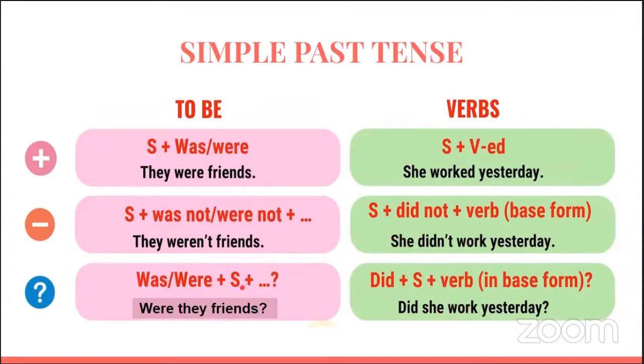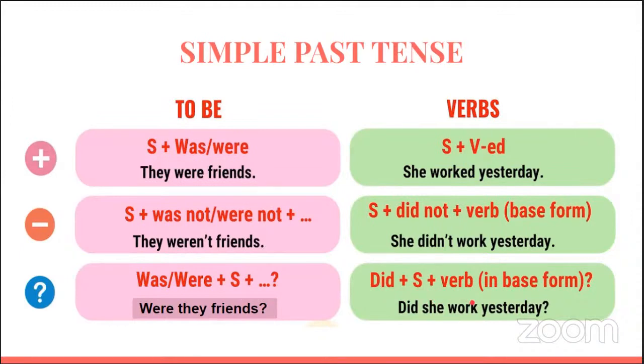What happens here? Was and were followed by the subject. Here, as we are using the verb to be, we only place the verb to be before the subject and then the complement. Were they friends? Yes, they were. No, they weren't. Did she work yesterday? Yes, she did. No, she didn't. I can also apply WH questions like, where were you yesterday? I was in the garden. Or, where did she work last year? She worked in a university.